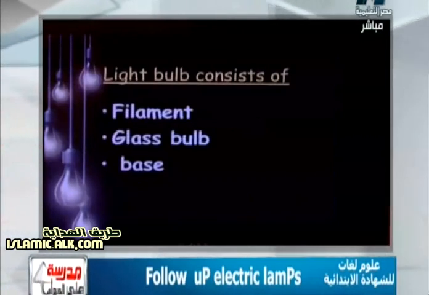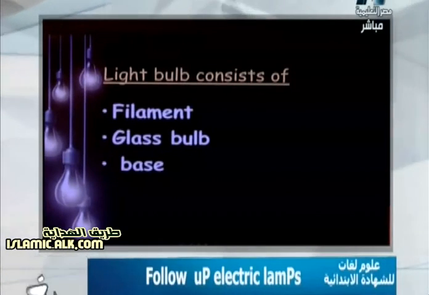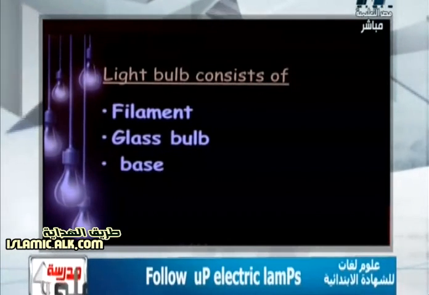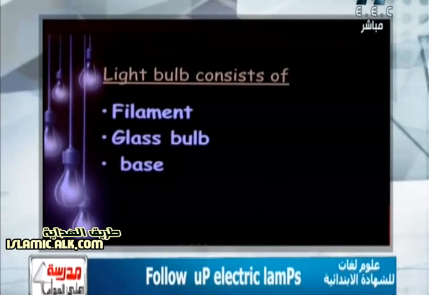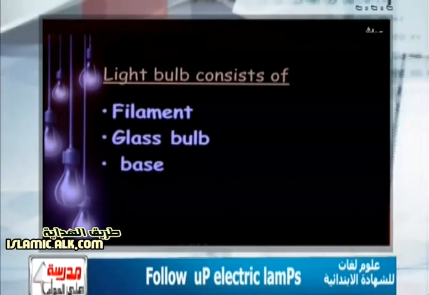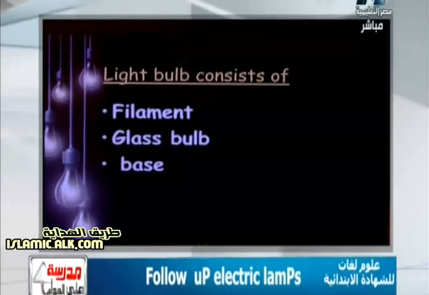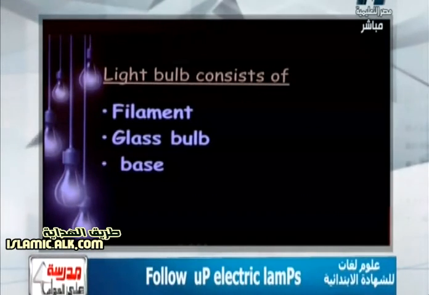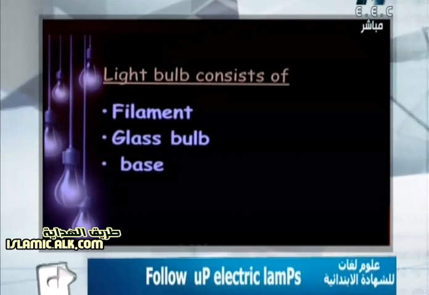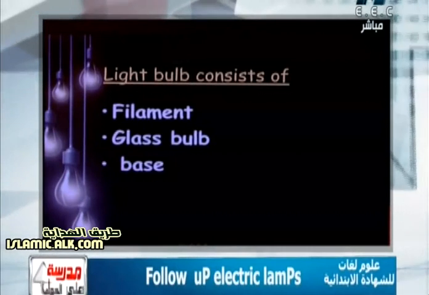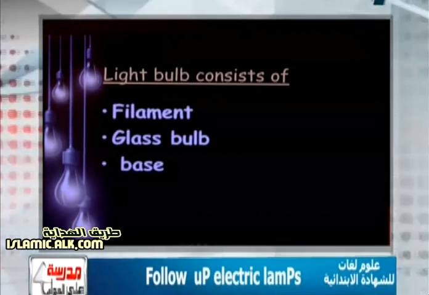The light bulb, as I said, consists of three main parts, which are the filament, the glass bulb, and the base. I think the filament is the most important part in the light bulb because it's made of tungsten. Why? Or give reason: because tungsten has a high melting point.